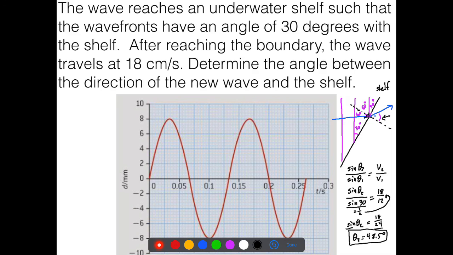And it gives me the angle between the direction of the new wave and the shelf, because the direction is represented by the ray, not by the wavefront. Okay, so there you go. We got our answer. That's the end of that question, and that's the end of the video.